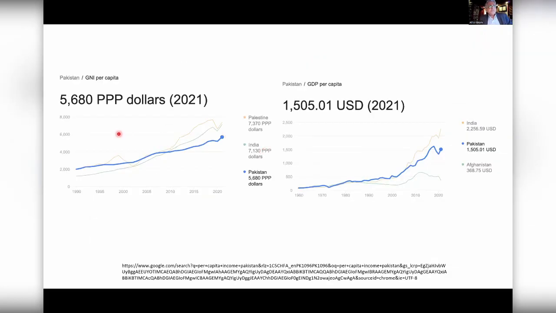In terms of cost, the GNI per capita in Pakistan is about $5,680. In 2021 it has actually gone down, and the GDP per capita is $1,500. Now put this against the cost of a craniotomy that patients have to pay from their pocket, which is about $5,000 if you go to a private setup.